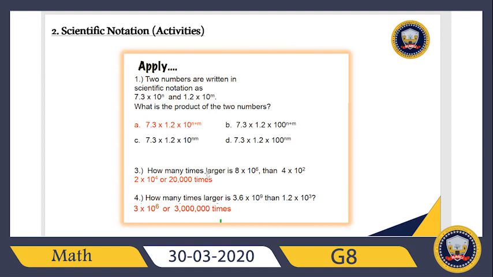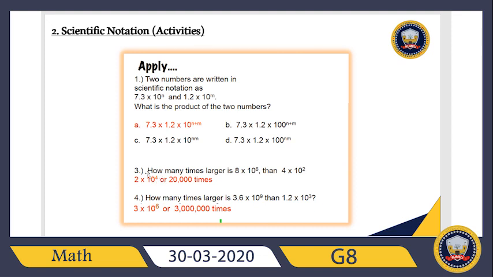Now, how many times larger is 8 times 10 to the power of 6 than 4 times 10 to the power of 2? When we want to compare two quantities, to see which one is larger, we take the first one and divide it by the second one. We did it last time, as I said. So it will be 8 times 10 to the power of 6 divided by 4 times 10 to the power of 2. 8 divided by 4 is 2. 10 to the power of 6 divided by 10 to the power of 2: we have division of powers of 10, so it will be 6 minus 2, which is 4.